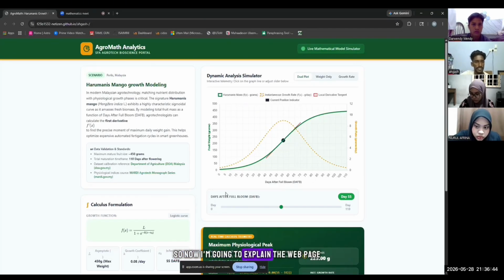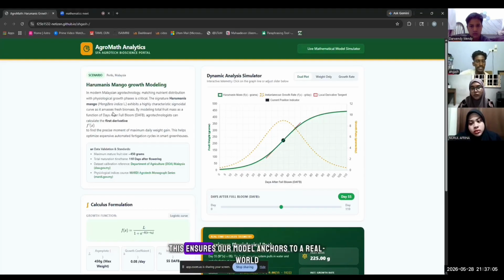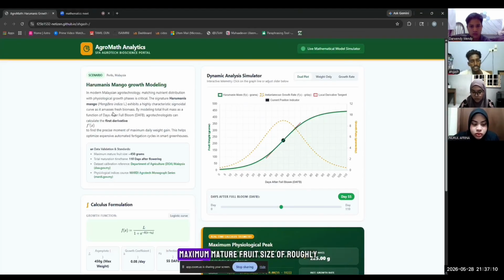So now I'm going to explain the web page. In point 1, the scenario data validation panel on the top left, we established our biological baseline. We have validated our parameters against official Malaysia standards, utilizing data from the Department of Agriculture, that is DOA, Malaysia and MOHD. This ensures our model is anchored to the real-world maximum mature fruit size of roughly 450 grams over a 110-day time frame.